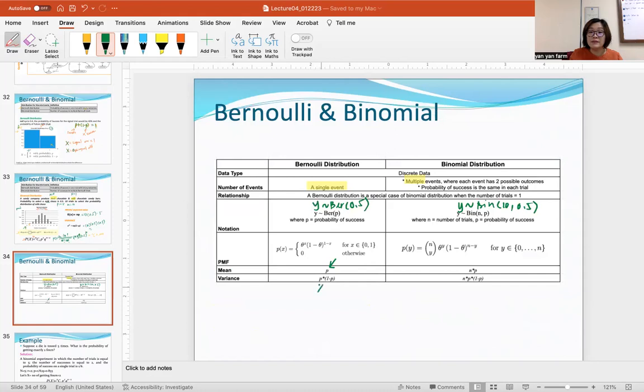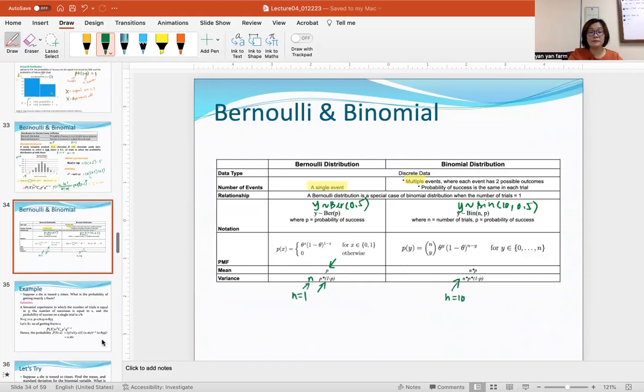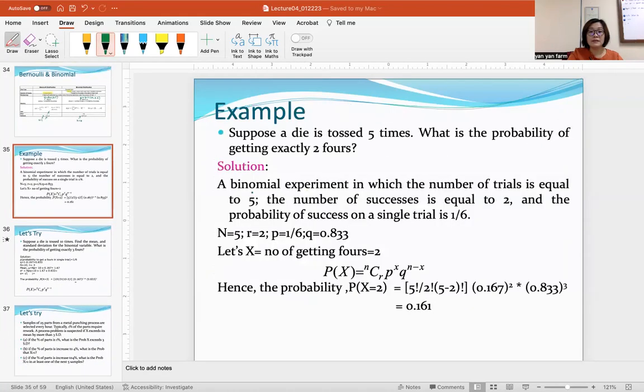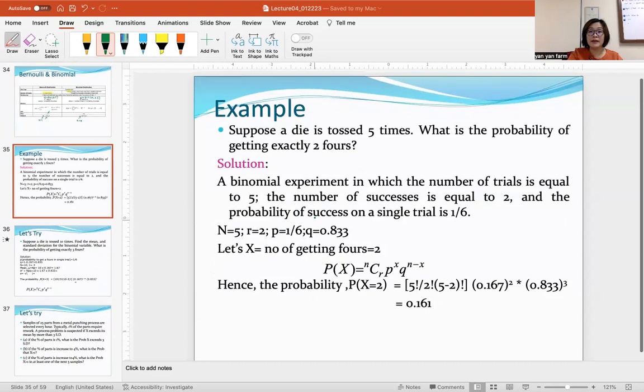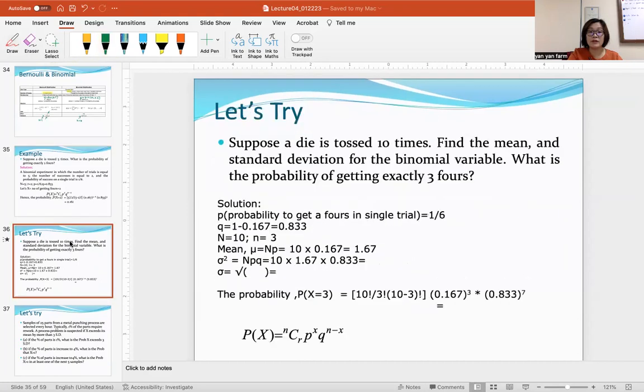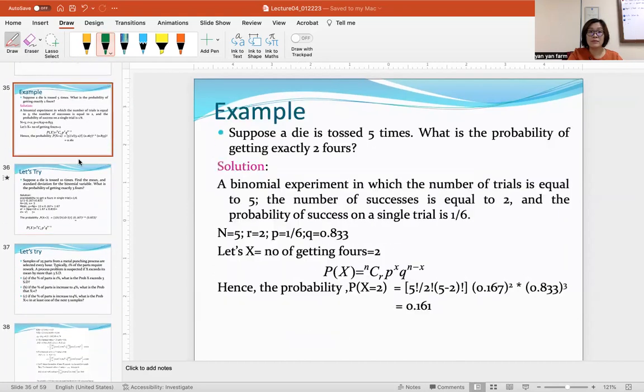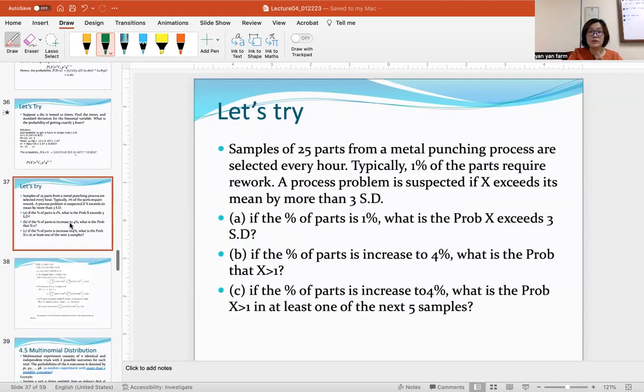For the variance, because you only have one trial, basically there's an n here, but your n is equal to 1. Therefore you have this equation. Whereas for the binomial, you have many trials, so you have n in front. In this case, you have n equals to 10 in our previous example. Okay, so this is some of the examples. Try it later, and we can discuss again in the tutorial. Try it first on these two examples. It's quite straightforward.